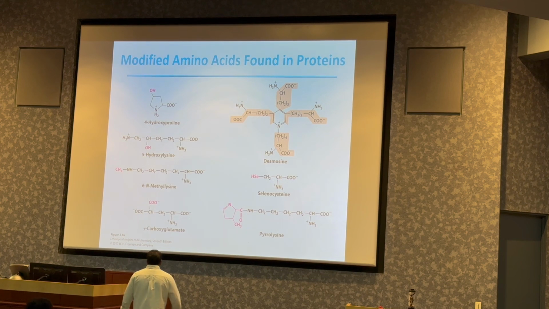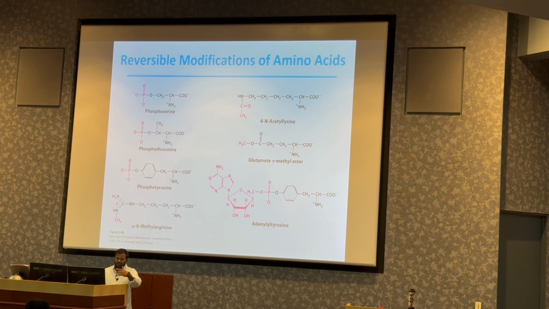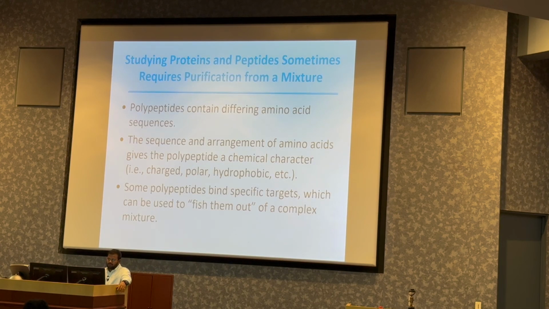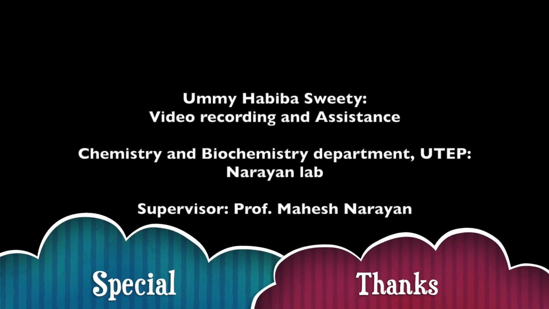Okay. So anyway, let's go ahead and I think we remember. You don't have to remember all those structures because those are advanced biochemistry. If you learn specific reactions where this phosphotyrosine has been used and where glutamate gamma methyl ester has been used, but no need to remember all those things.